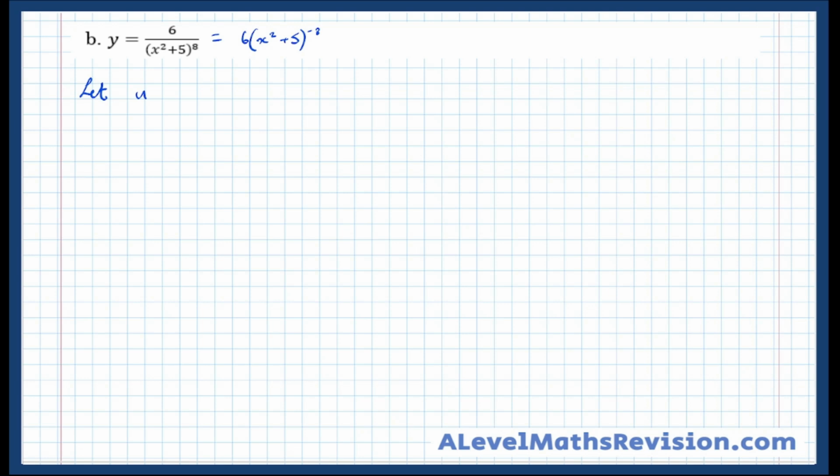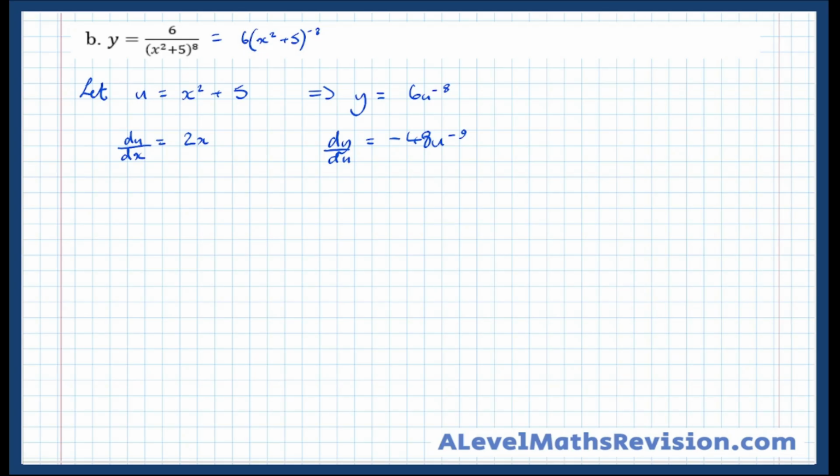But the first step is let u equal the innermost part of the function, which is x squared plus 5. And that means that y equals 6u to the power of minus 8. Then we differentiate each of these. du by dx equals, in this case, 2x, and dy by du equals minus 48u to the minus 9, times by the power, take 1 from the power.